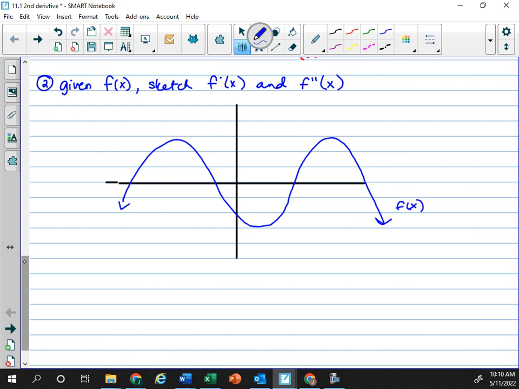Think about what the first derivative tells you. Draw that one. Think about what the second derivative tells you. Again, this will take some time, guys. Don't rush through this. Think about it.